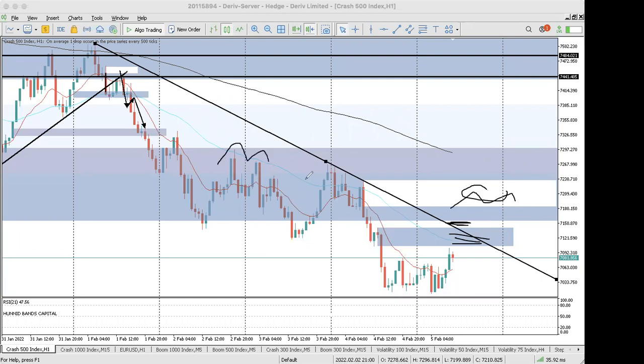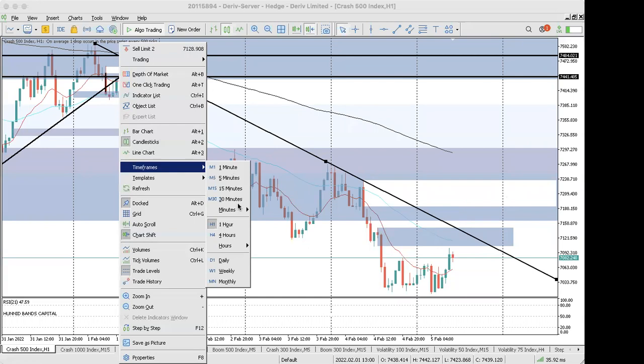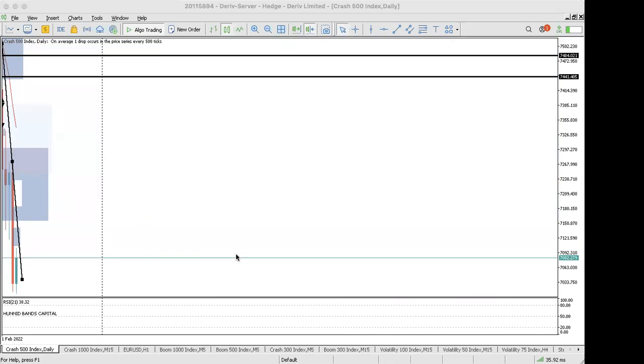You see, we've been respecting the 50 EMA. So let's see if we can get a form of a pattern here so that we can continue with that sell. So this is a sell OB on H1. I'm just going to go to the daily for the multi-time frame analysis.